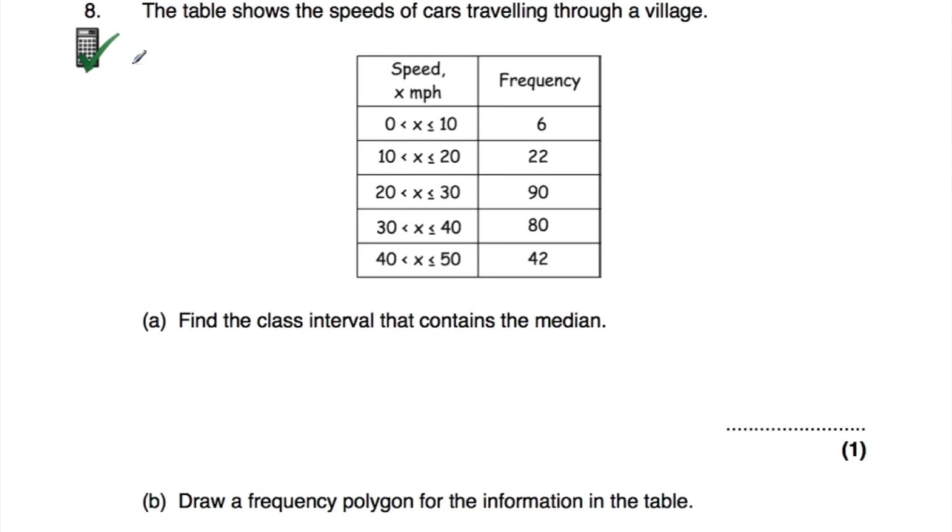Okay, let's have a look at question number 8. Question number 8 says the table shows the speeds of cars travelling through a village. So we've got the speeds between 0 and 10, 10 and 20, 20 and 30, 30 and 40, 40 and 50, and we've got the frequencies. And part A says find the class interval that contains the median.